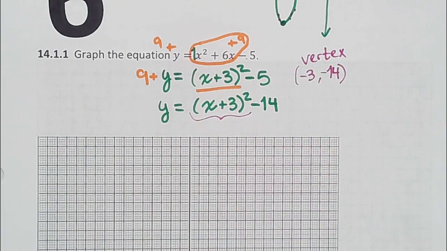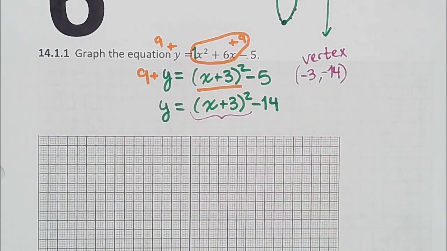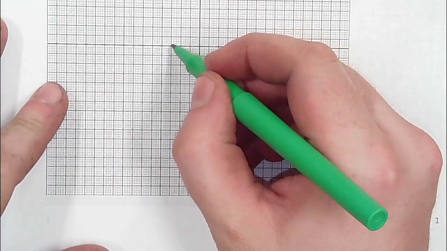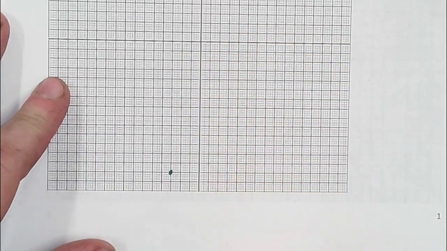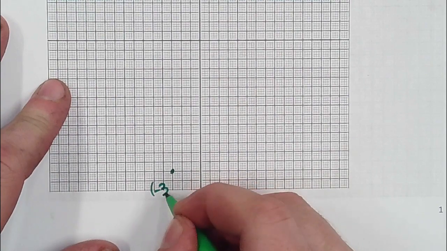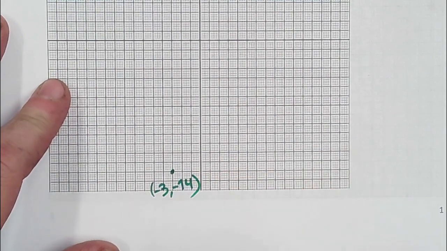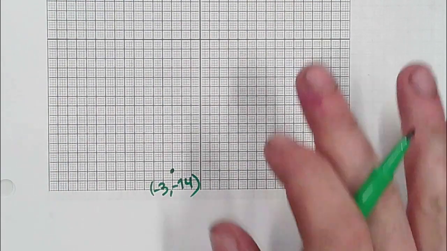But we want the lowest possible, which is going to be when this is 0. So our vertex is at negative 3, negative 14. That's over here. Negative 3, and this graph goes down to negative 16. So I know that's negative 14. So there's my vertex, and it's going to open upward.